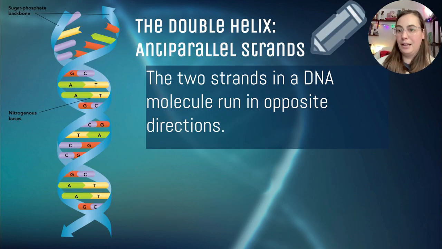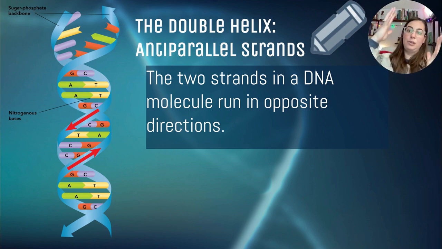It looks something like this. G is always bound to C, A is always bound to T. The strands run in opposite directions. This arrangement is called anti-parallel. It means that the nitrogenous bases on both strands come into contact at the center. So I have one strand going up and one strand coming down, which means my bases meet in the middle.